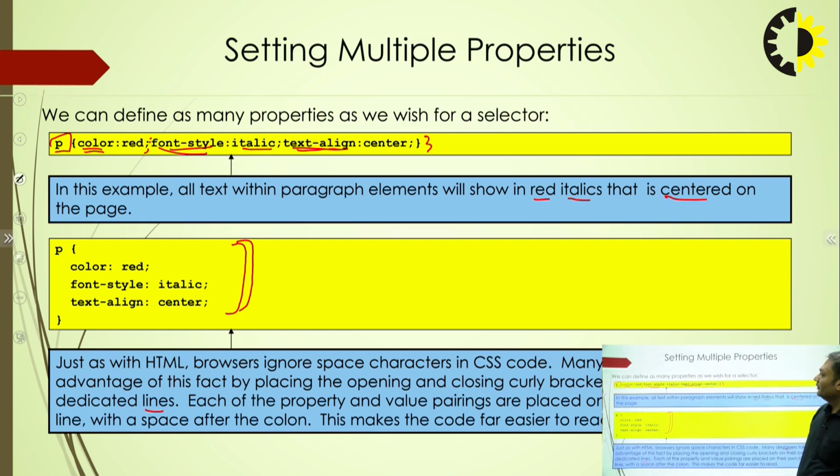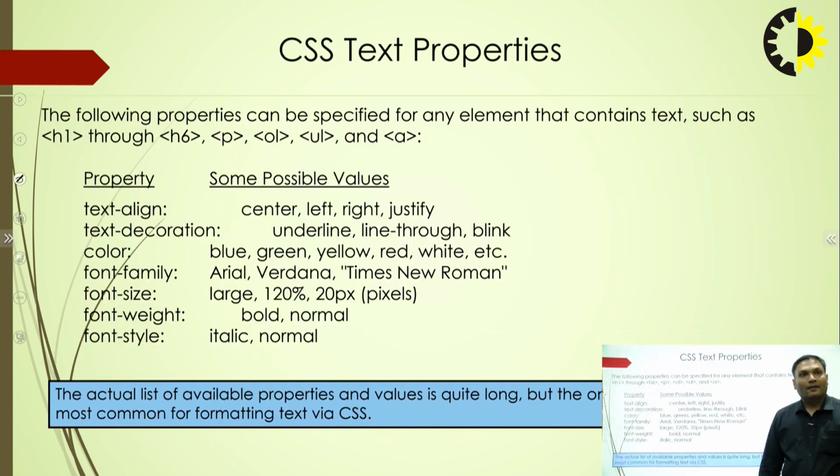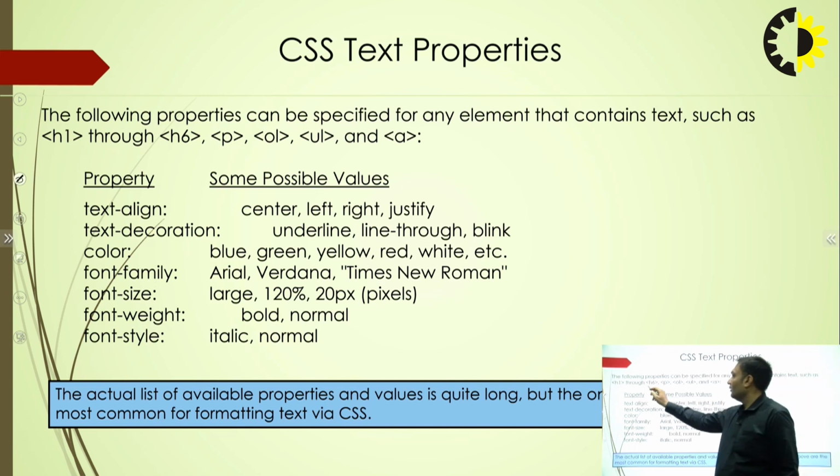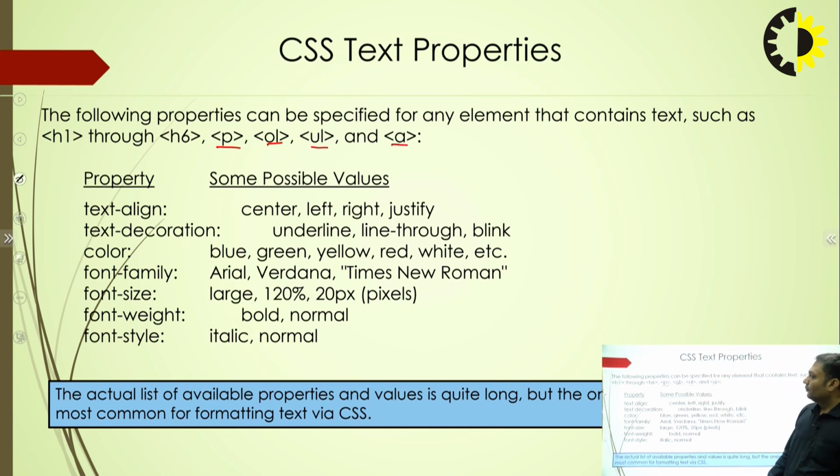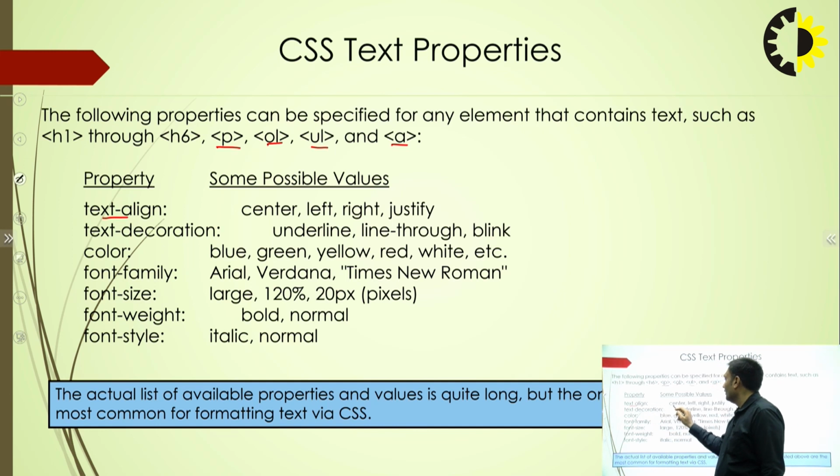So in this way, we can set the different properties and values with the HTML element, whether it is internal, inline, or external CSS. Now let's see the text properties and possible values that we can apply on heading, paragraph, ordered list, unordered list, or an anchor tag. So text alignment, the possible values can be center, left, right, justify.